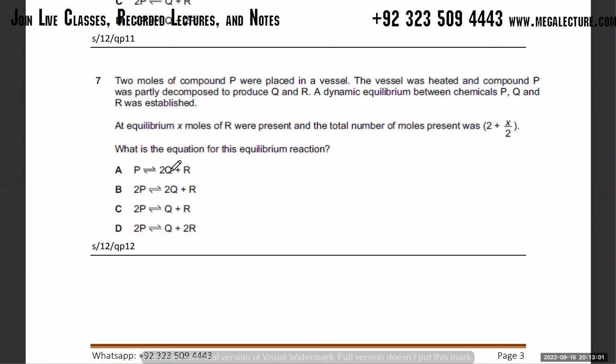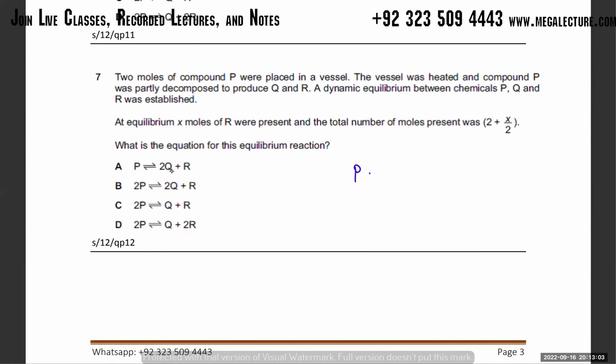So we can start with option A. Let's say that this is the reaction: P reacts, produces 2Q and 1R. Initially, 2 moles of the compound were placed in a vessel. So initial P, you've got 2 moles. And that's it. The vessel was heated. That means you did not add any Q or R into it. And a dynamic equilibrium between chemicals P, Q and R. So eventually there was some reaction and some equilibrium got established. At equilibrium, X moles of R were present.